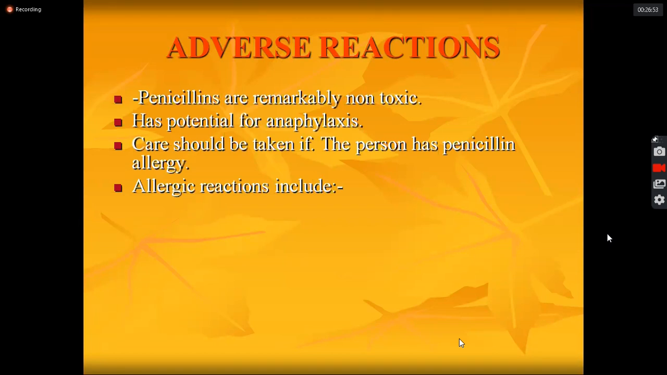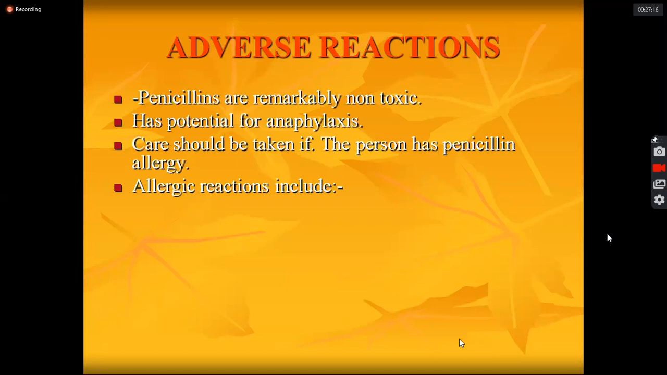This is one lethal side effect of penicillin that you should always keep in mind, and a test dose is advisable in all cases. So penicillins are remarkably non-toxic, but they have potential for anaphylaxis. So test dose, please kindly write down test dose. Care should be taken if the person has a penicillin allergy.